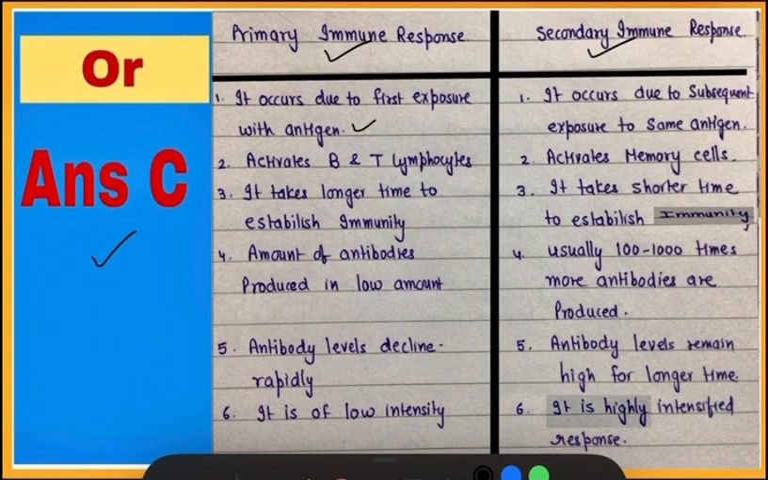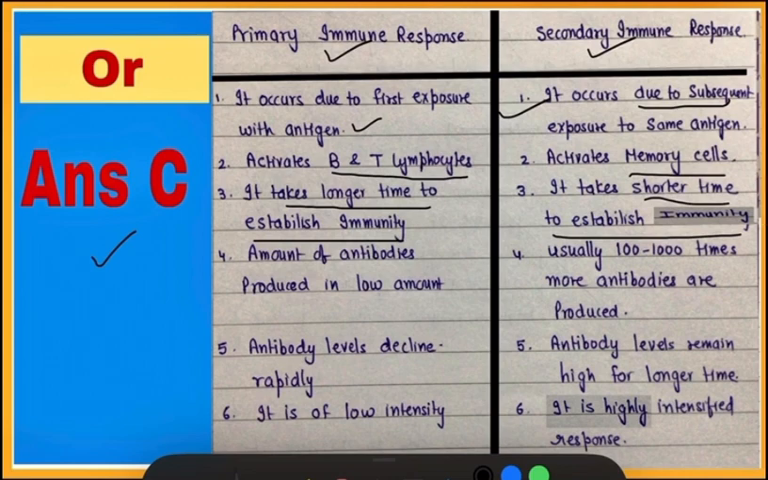Primary immune response occurs due to first exposure with antigen, while secondary immune response occurs due to subsequent exposure to the same antigen. In primary immune response, B and T lymphocytes are activated, while in secondary immune response, memory cells are activated. In primary immune response, it takes longer time to establish immunity, while secondary immune response takes short time to establish immunity. In primary immune response, antibodies are produced in low amount, while in secondary immune response 100 to 1000 times more antibodies are produced.